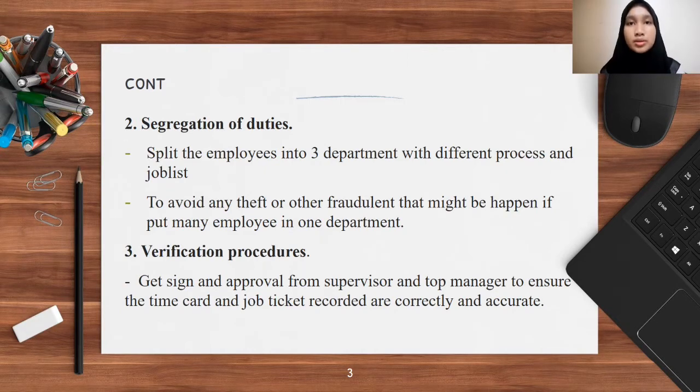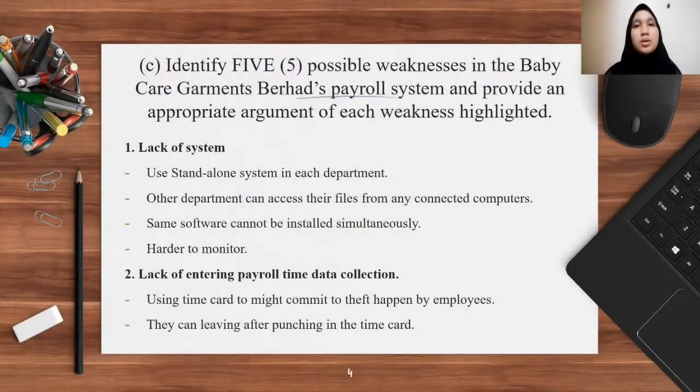Okay, for part C, I need to identify five possible weaknesses in the Baby Care Garments Berhad's payroll system and provide an appropriate suggestion for each weakness highlighted.